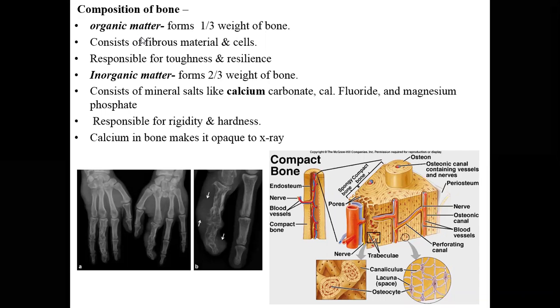Now, what is inside the organic matter? Inside the organic matter, we have fibrous materials and cells. There are living cells seen in the bone, and some fibrous material can also be seen. This is responsible for toughness and resilience. So this is important for the toughness of the bone, because the bone is a tough structure.